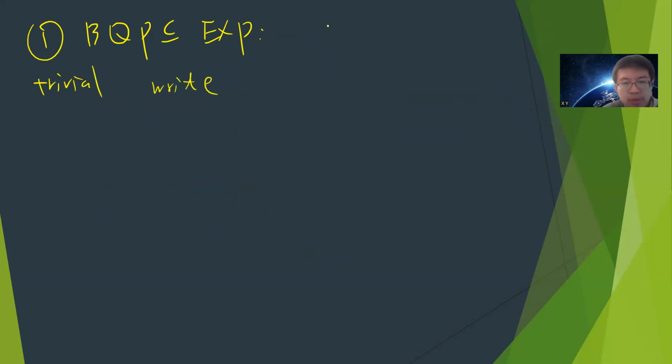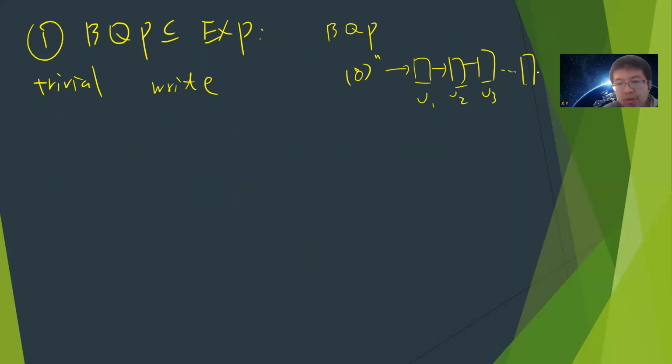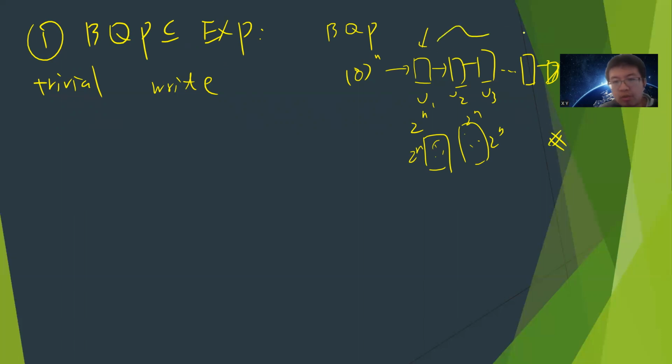Because you can imagine that BQP starts from 0 to the n, using a lot of unitaries, and then you do a measurement. For each step you can write down the unitary, so it's 2 to the n times 2 to the n complex numbers. So you can just use exponential time to do all the complex number multiplication. So you can solve this problem in EXP, okay? Because you have at most poly n gates.